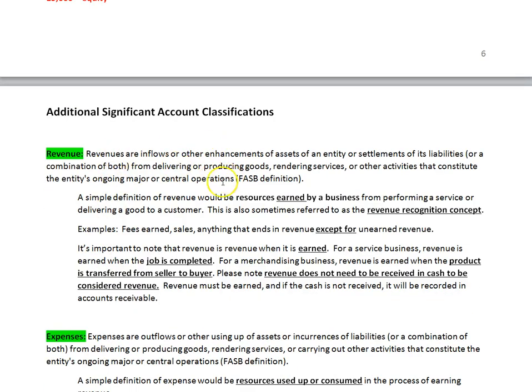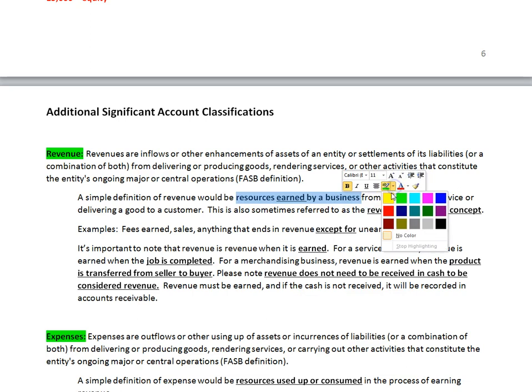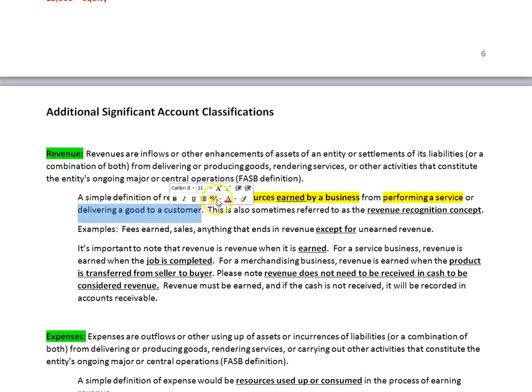Alright, revenues. A simple definition of revenue would be resources earned by a business. So if we perform a service and earn money, it's revenue. If we deliver a good and earn money, it's revenue as well. So there are basically 2 ways you can earn revenue: performing a service or delivering goods to a customer. We'll see more about this type in chapter 5. For now, we're going to focus just on a service business.